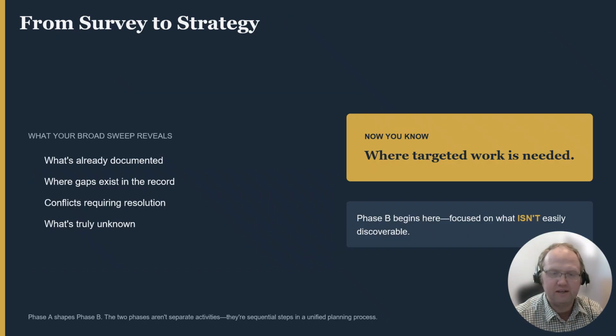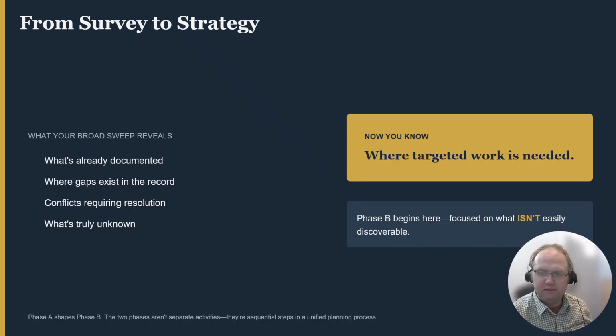So jumping back to the rest of the research process, you've completed your broad sweep. You know what's documented. You've identified your gaps. You've spotted conflicts. You know what's truly a question mark. This is the transition. Everything forward focuses on what isn't easily discoverable.